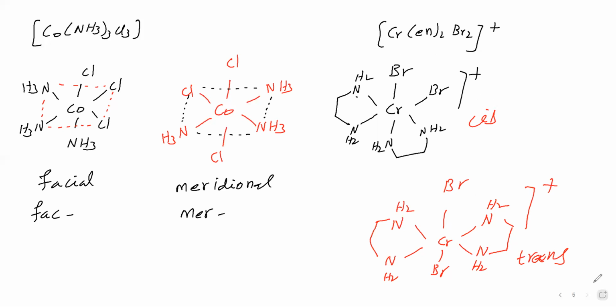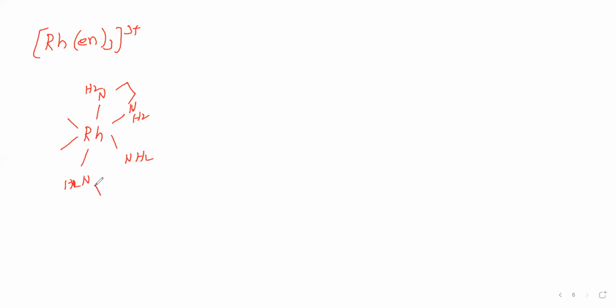Next, we will take rhodium metal. Then ethylene diamine we will take 3 times, 3 plus. We have written like this. For this, is geometrical isomerism possible or not, we'll see. Central metal rhodium. Then ethylene diamine we will write like this. This is one ethylene diamine. It is another ethylene diamine. This next ethylene diamine. So here net charge is +3.